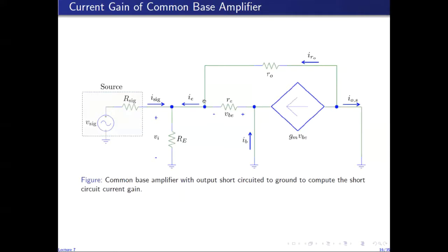Because this terminal is connected to the emitter, and the base and collector terminals are both now grounded. So if the voltage of ground with respect to the emitter is VBE, then this voltage is VBE, because this is the voltage of ground with respect to the emitter. So VBE over R naught by definition is IR naught.